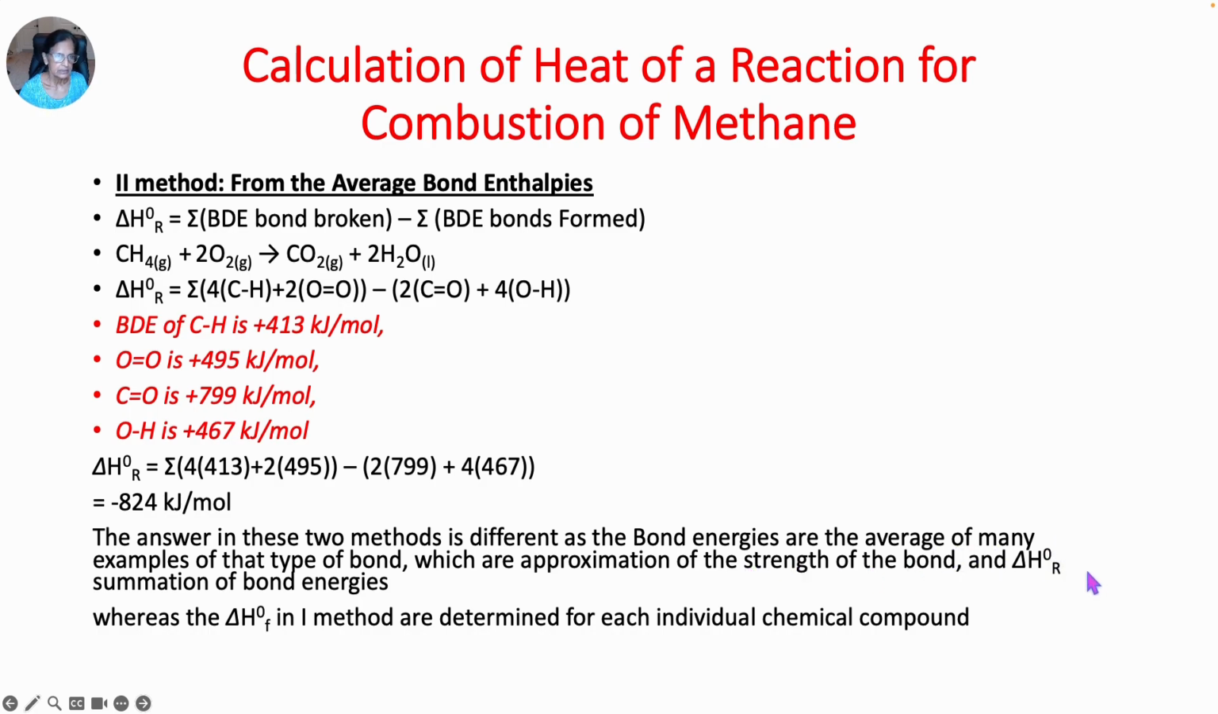And delta H0R also is an approximation, because we are adding up a summation of bond energies which are averages. Whereas in the first method, delta H0F, those are experimentally determined values for each individual chemical compound. Therefore, that is an experimentally proven value. So that is the difference between the two methods.